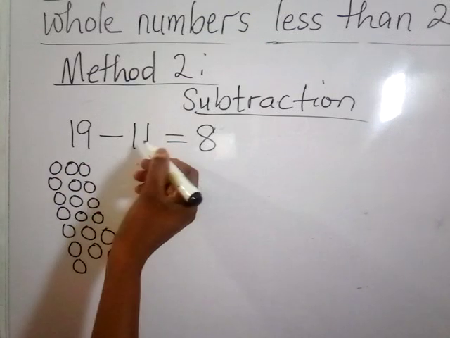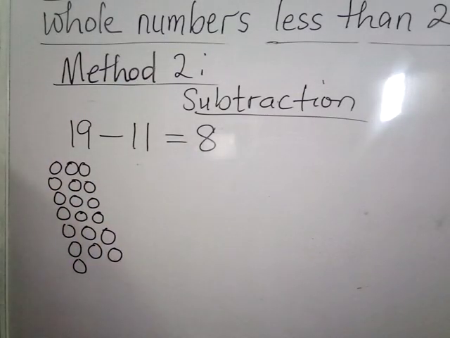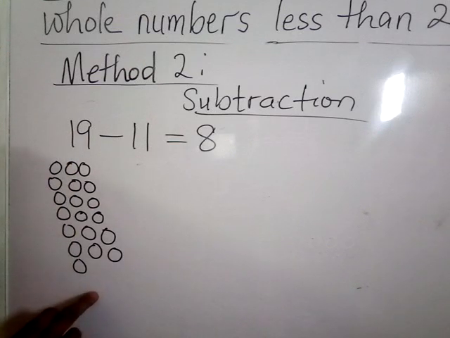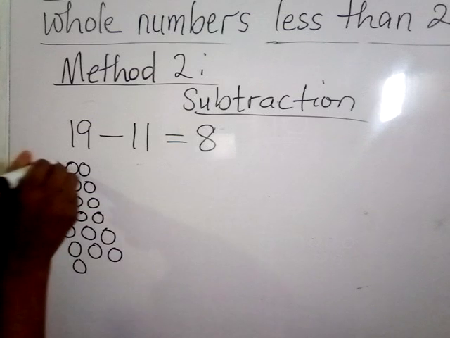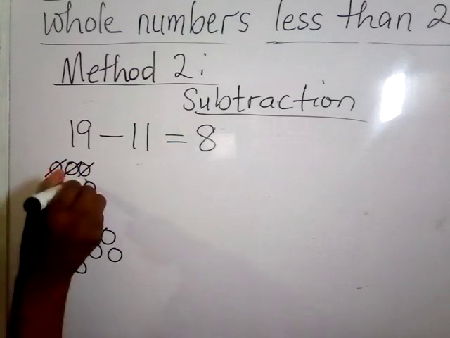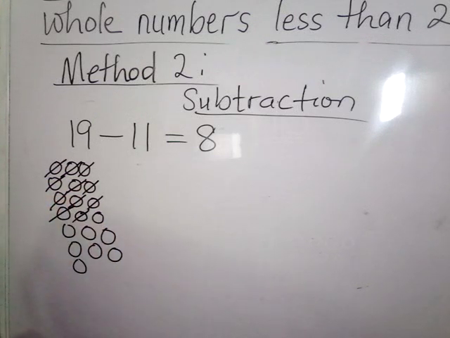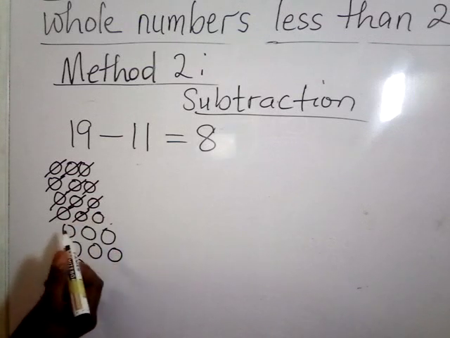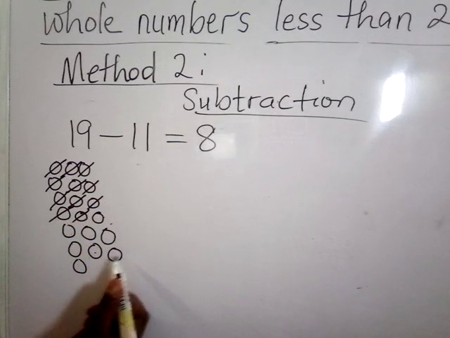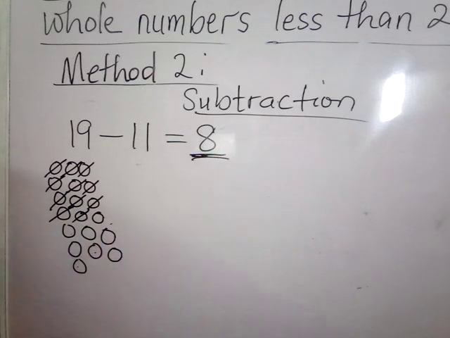Now for 11, since we are taking away, we won't bother to come up with 11 the way we have done for 19. So what do we simply do? Since we are taking away, you strike out 11 from here. So you do 1, 2, 3, 4, 5, 6, 7, 8, 9, 10, 11. So we have taken out 11. So what do we have left? 1, 2, 3, 4, 5, 6, 7, 8. So you see we still arrive at the same answer, 8. That means 19 minus 11 gives you 8.